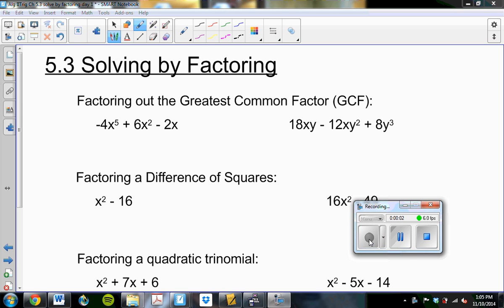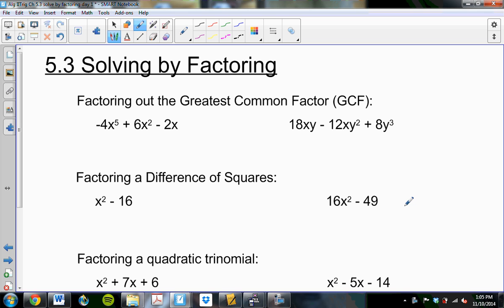Okay, it's going to be kind of a long one. Chapter 5, Section 3, talking about factoring. I'll make another video after this for special cases, actually.